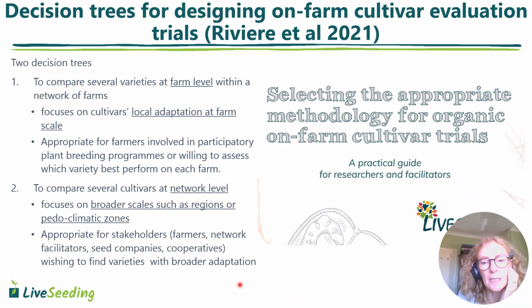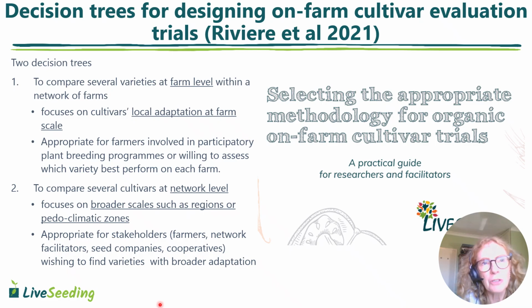And then the second decision tree is about comparing several cultivars at network level. So slightly different objectives for this decision tree. It's really more about broader scale assessment. So running cultivar evaluation trials in order to come out with some conclusions and recommendations that are applicable at a broader scale. So regional, or what we call pedoclimatic zone, meaning an area that's got similar soils and climate. So much bigger scale than farm level.